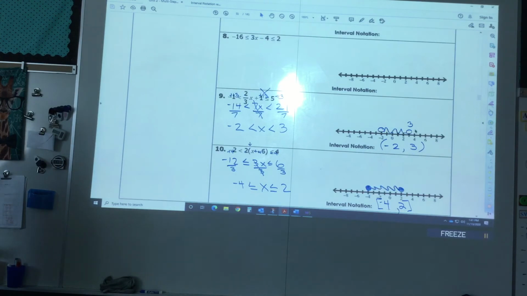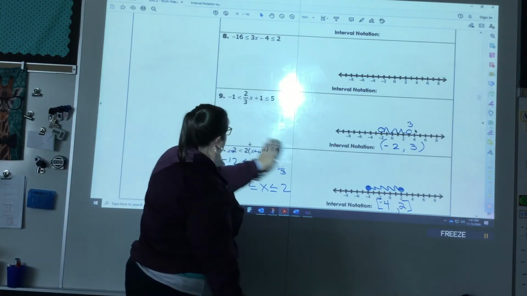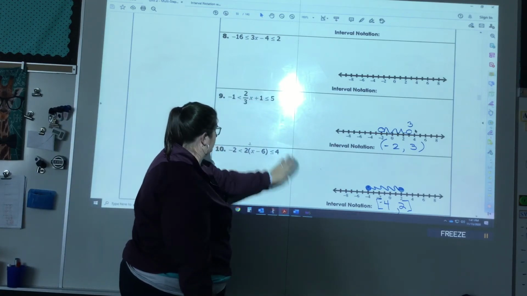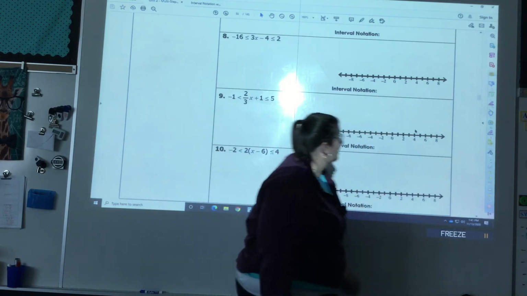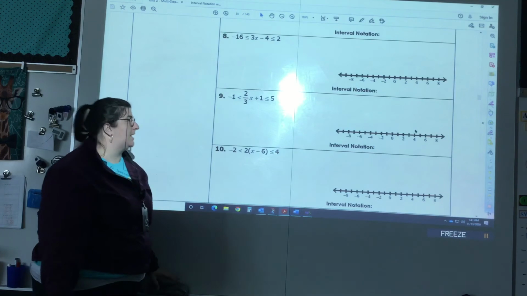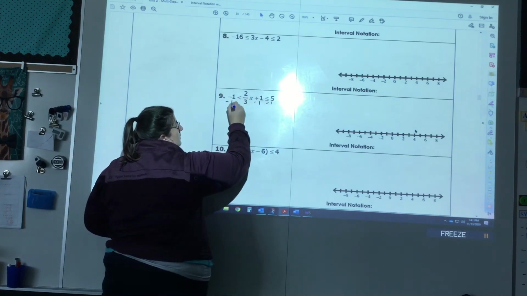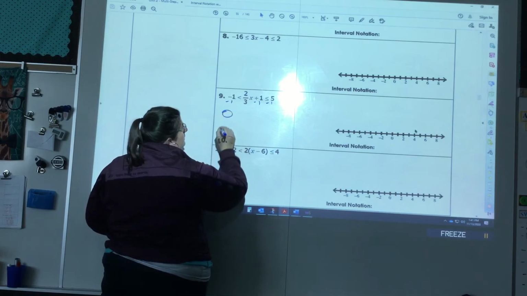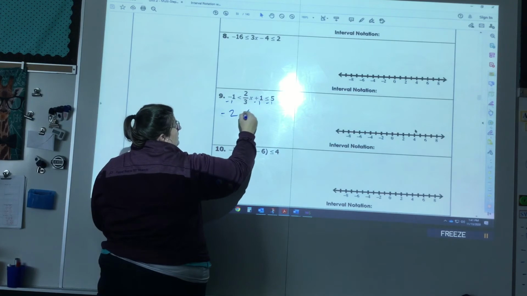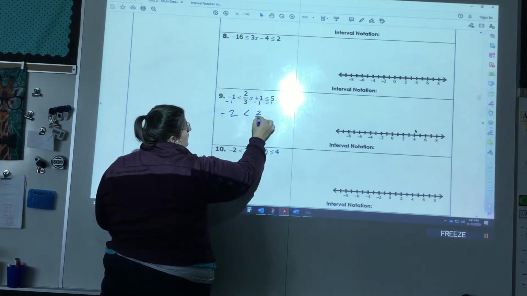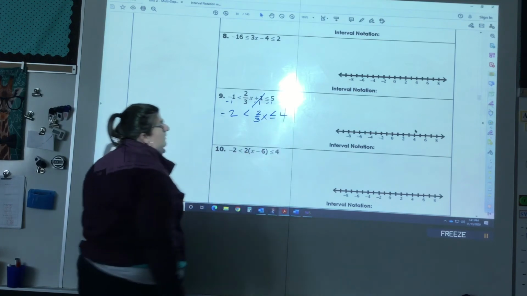Two more examples here. Number 9 and 10, same concept. We want to get our variable in the middle by itself. So I'm going to subtract 1 here. So I've got -2 less than 2/3 x. These guys cancel out, less than or equal to 4.